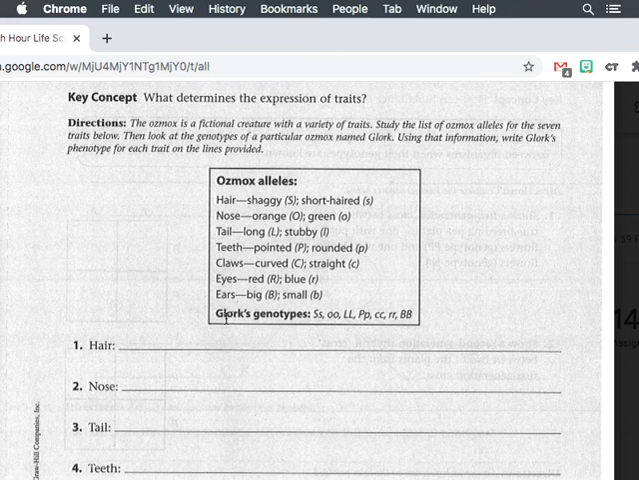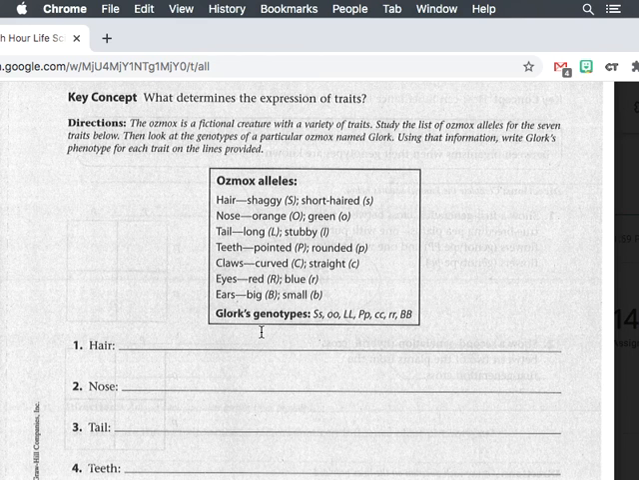Okay. So when we look at Glorik's genotype, he is big S, little S. So does he have shaggy hair or short hair? Shaggy. If you have the capital letter, like in this case, big S, little S, you're going to show the dominant trait, and shaggy is dominant. So for number one, you just write shaggy.